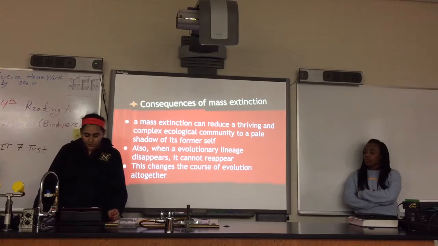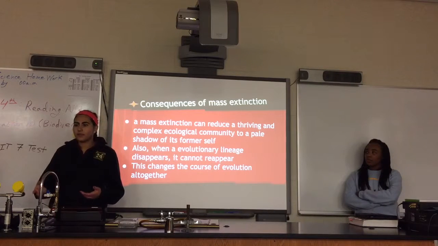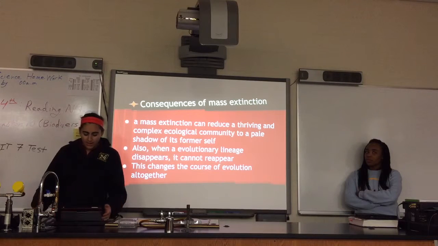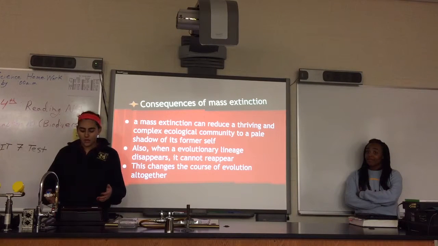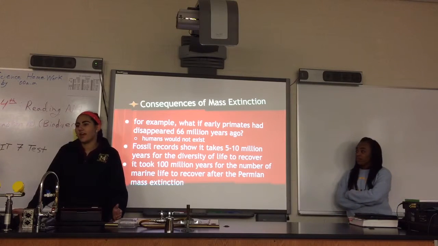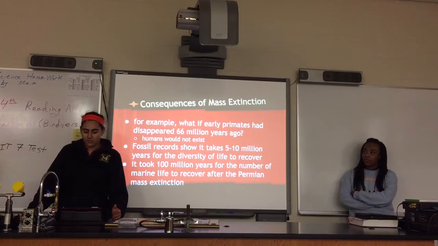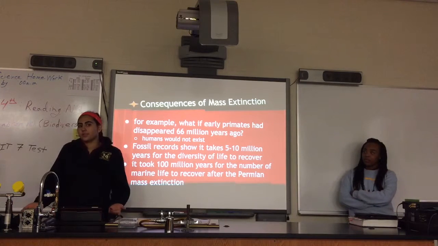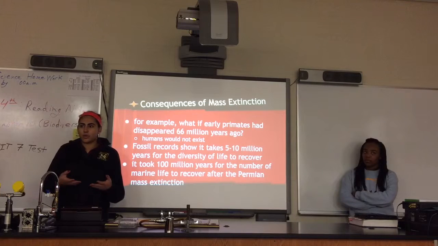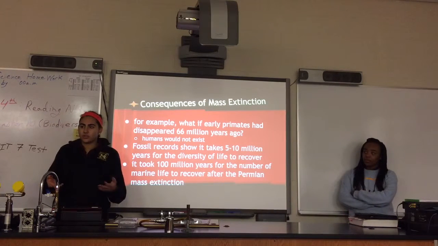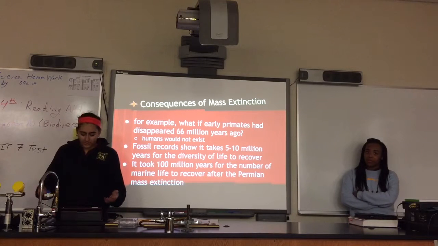A big problem that comes with this is that when a species disappears, it can't come back, so we lose that species forever. And this completely alters the course of evolution. An example would be: what would have happened if 66 million years ago primates had gone extinct? Well, humans wouldn't exist, because the living theory right now is that we developed from primates. So if primates were wiped off the planet, would we be here? No, because they went extinct.